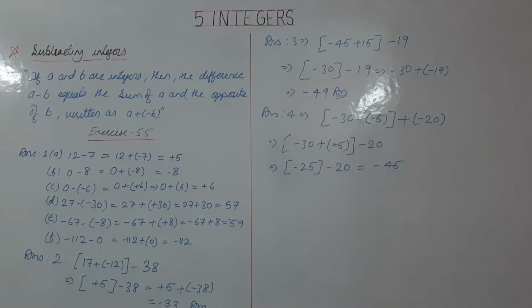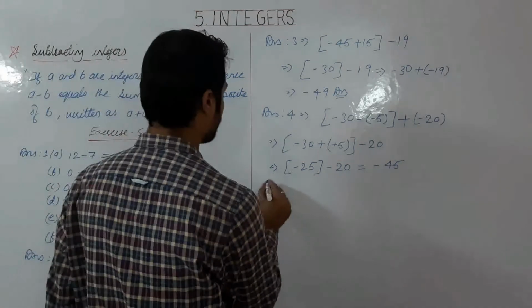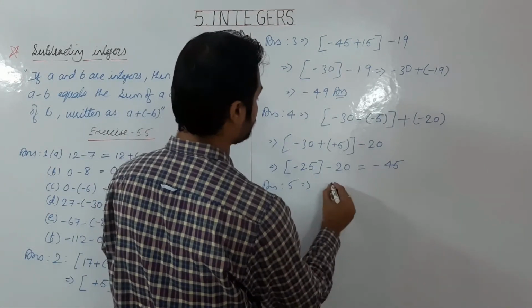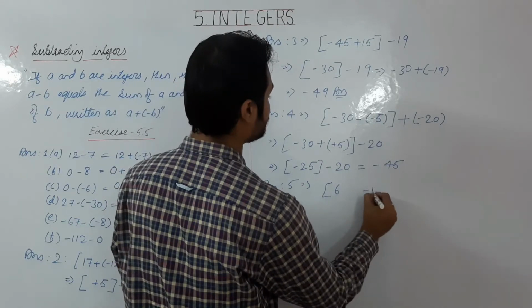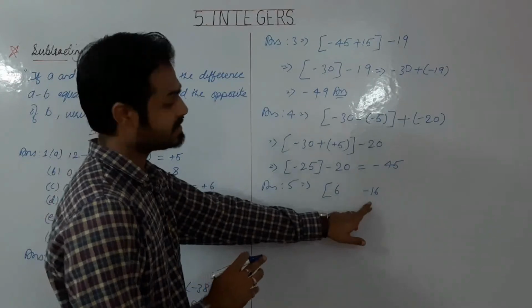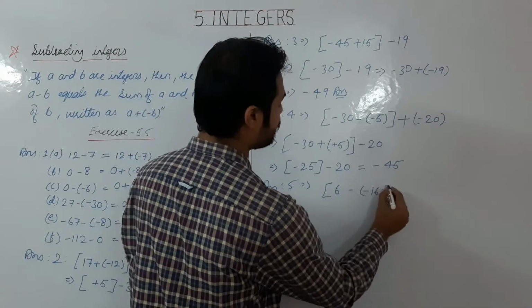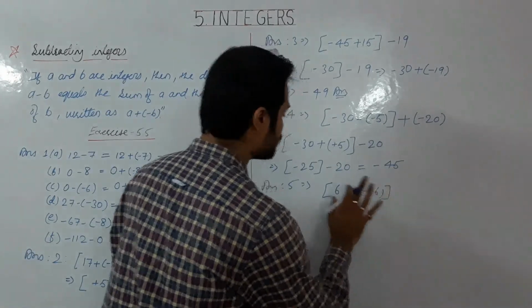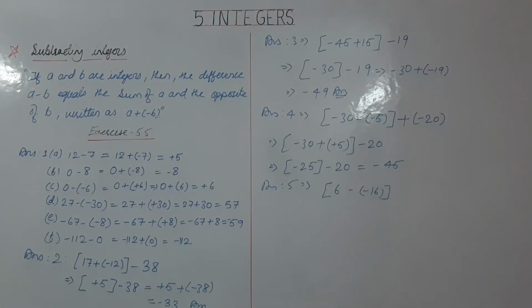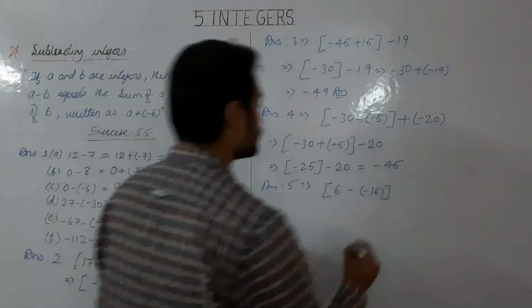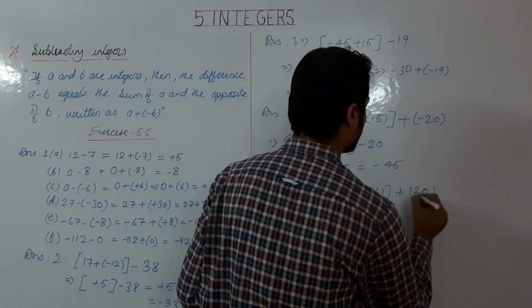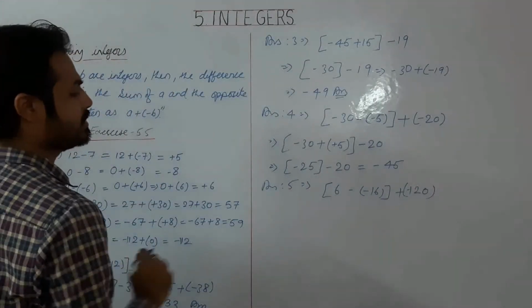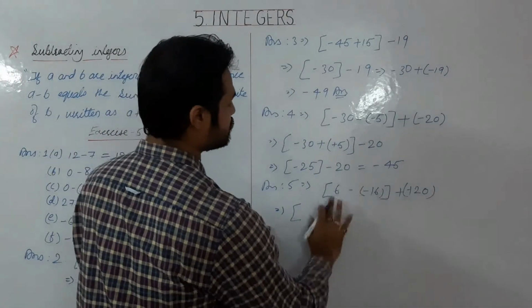Then question number 5. To the difference of 6 and minus 16, add minus 120. So what to write? Answer number 5, to the difference of 6 and minus 16. So 6 is my first number, minus 16 is my second number, and to the difference means 6 minus minus 16. To the difference of 6 and minus 16, add minus 120. So we have to add minus 120. So in the first step, we have to solve this.